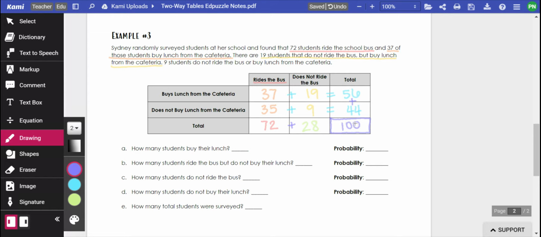So we're going to answer some questions. They are basic questions just like before, but for 4 of them, I'm also going to be asking for what the probability would be for those given situations, and I'll explain how to do that as well. So our first one says, how many students buy their lunch? So we're looking at this category right here, buys their lunch. In total, we have 56 students.